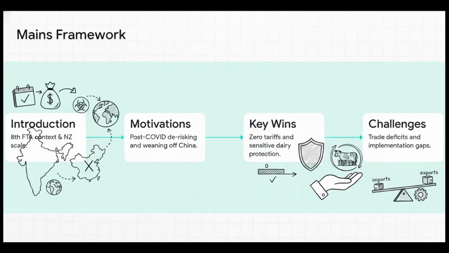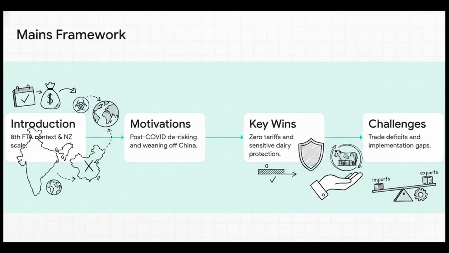Here's how you can structure a top-tier answer by following a logical progression that hits every single examiner requirement. Start your intro with the broader context. State clearly that this is our 8th FTA in just 3.5 years. Note that while New Zealand's economy is roughly 1/16th the size of ours, the strategic signaling is immense. Then, explicitly state the macro motivations, post-COVID global de-risking, and the urgent need to wean off Chinese manufacturing imports.